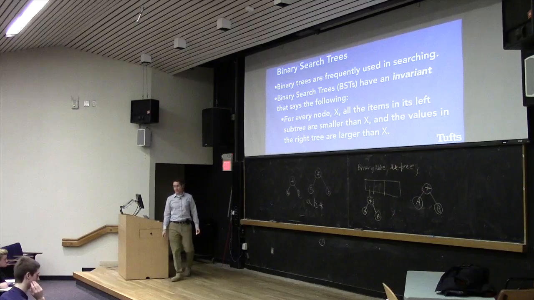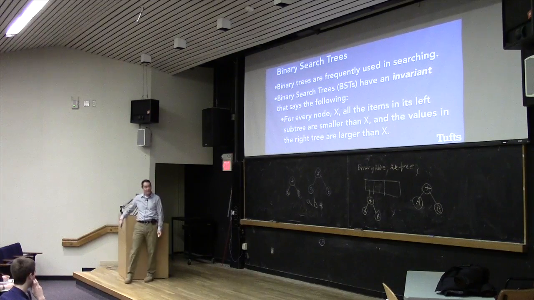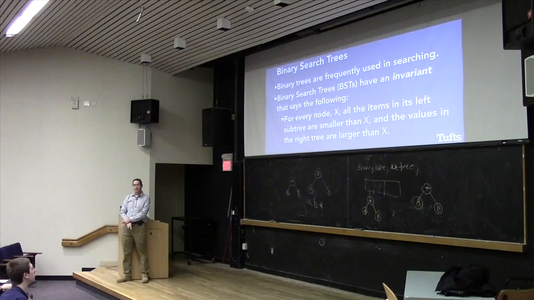Now we get into the fun stuff. This is where we now say, why do we care about these binary trees? Well, this is one of the big reasons we care about binary trees. Binary trees are used in searching. Here's what I mean. When you have a binary search tree, which is distinct from a binary tree because it has what we call an invariant, which I mentioned a bunch of times before. The invariant in a binary search tree is the following. If you have a node, all the items in its left tree are smaller than that. All the values in the right tree are larger than that.